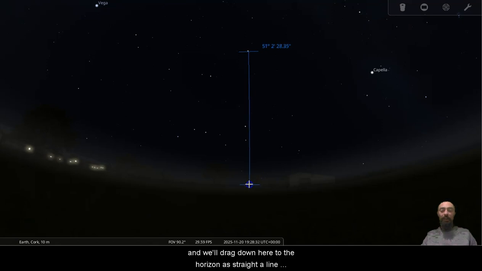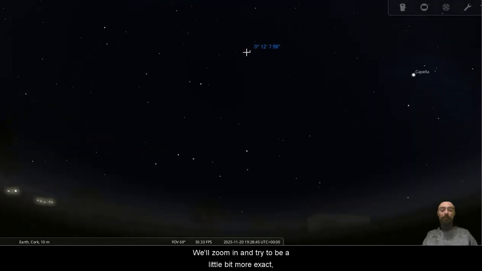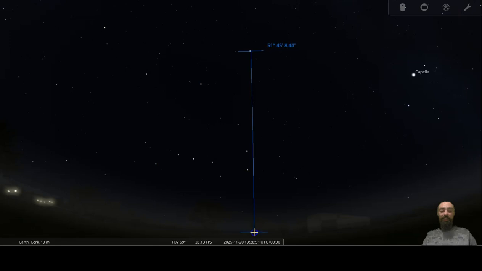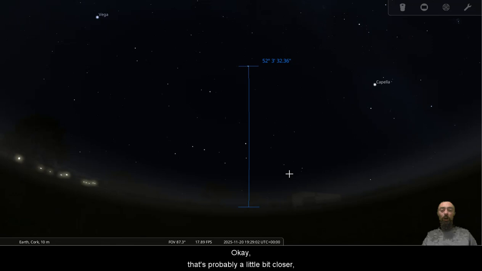And we'll drag down here to the horizon as straight a line as we can, hopefully all the way to the horizon. So here we're certainly going to be a little bit off. I can see that already. I might be able to fix this a little bit. We'll zoom in and try to be a little bit more exact, although it is tricky with just using the cursor here. Okay, that's probably a little bit closer.